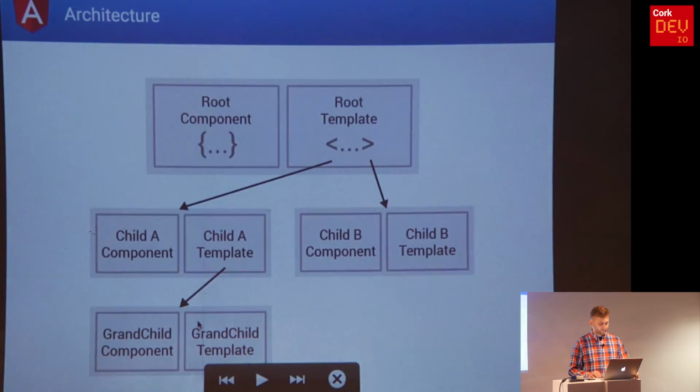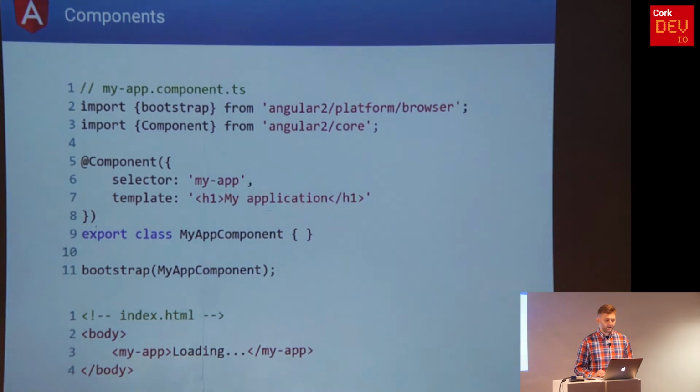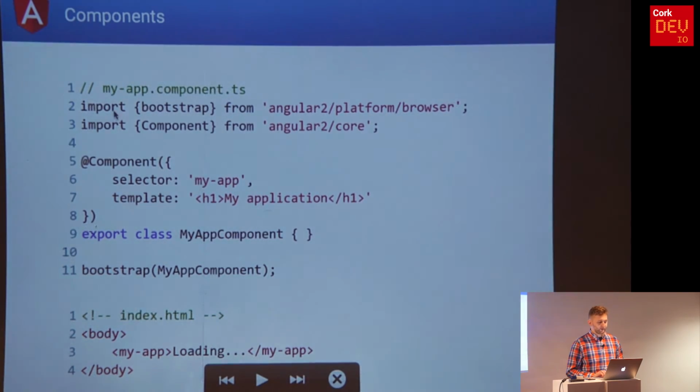Okay, let's have a look at the first component. This is my app.component.ts file. You can see there's a lot of new syntax. It doesn't look like JavaScript at all. First of all, there is a new import keyword for ES6 modules. We can just import the bootstrap function from the Angular package, and we can also import the Component decorator from Angular core.